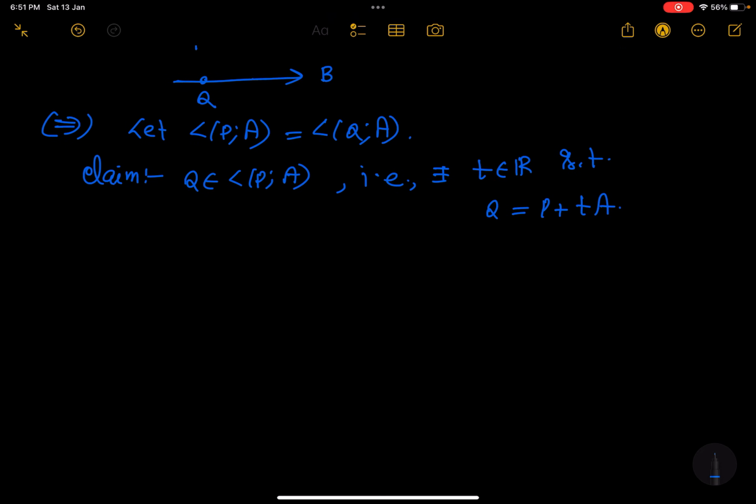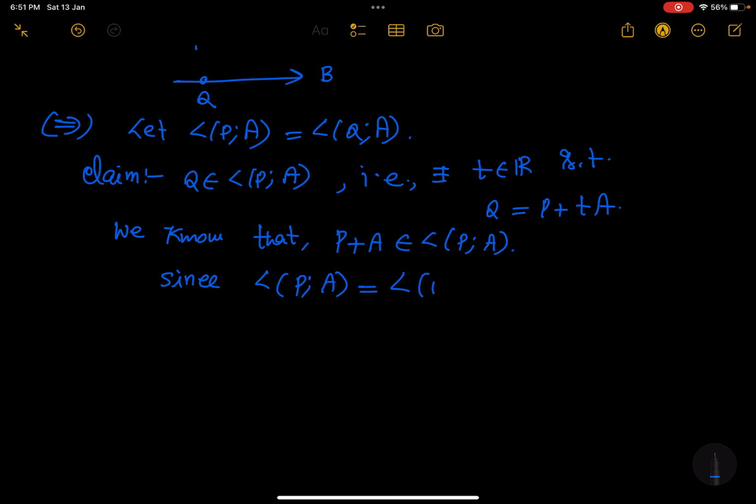So we know that P plus A belongs to this set. Since L of P, A is L of Q, A, this set is nothing but L of Q, A. So we are just replacing L of P, A by L of Q, A.